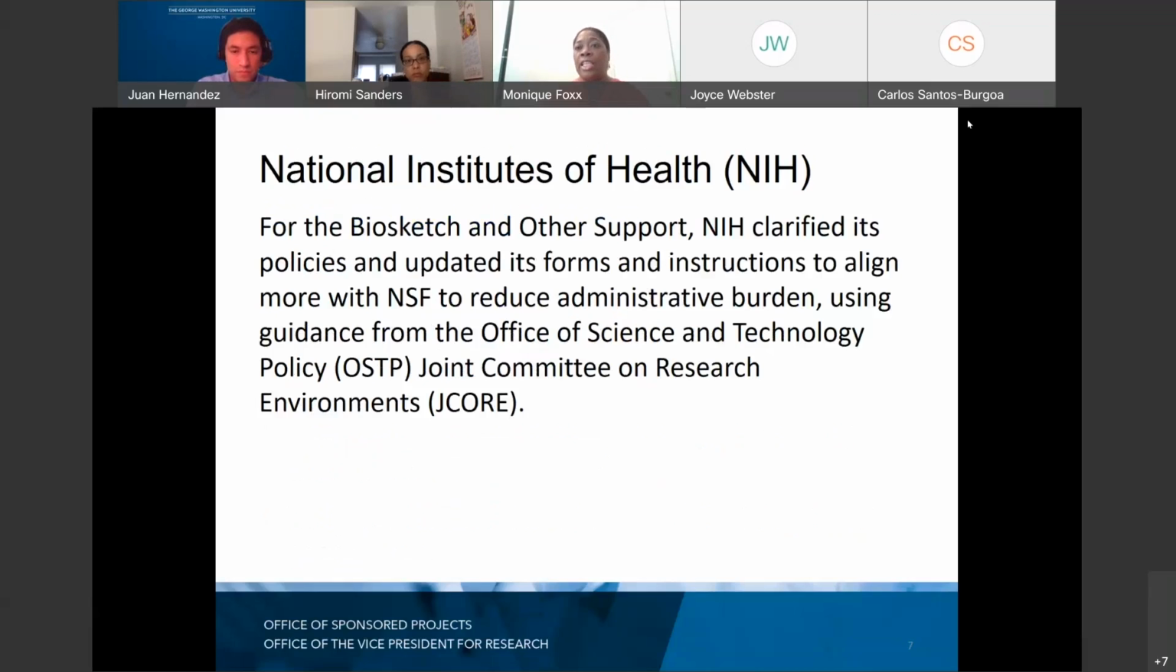So for the NIH, they recently, as I said, made changes to the Biosketch and other support instructions. They did clarify their expectations. They did make updates to the forms and what is acceptable to align more with NSF in order to reduce the administrative burden. And this was, again, prompted from guidance from the Office of Science and Technology, the Joint Committee on Research Environments, also known as JCORE.